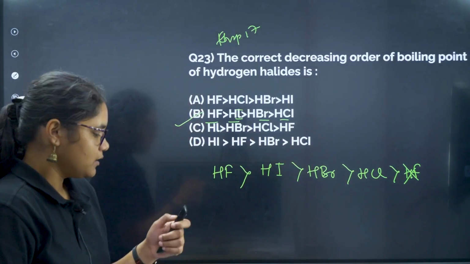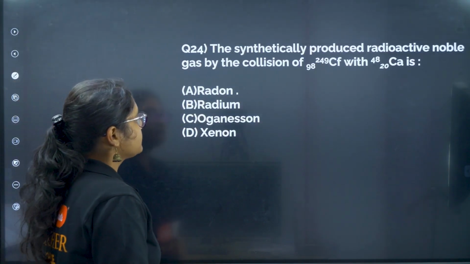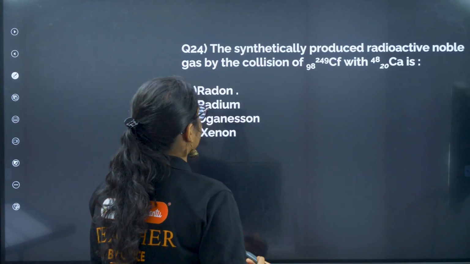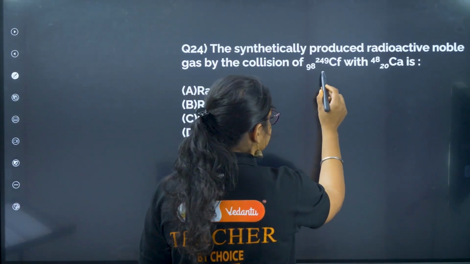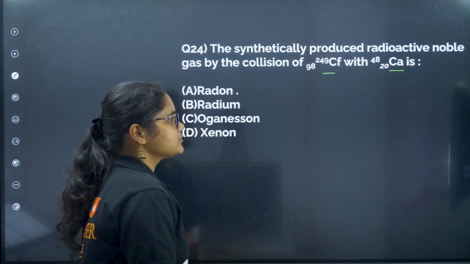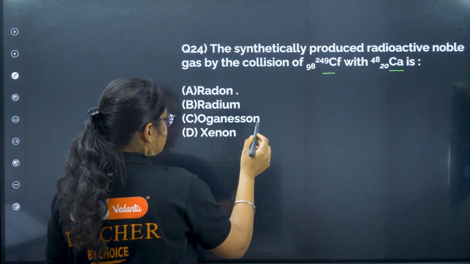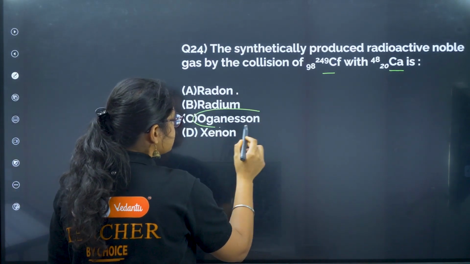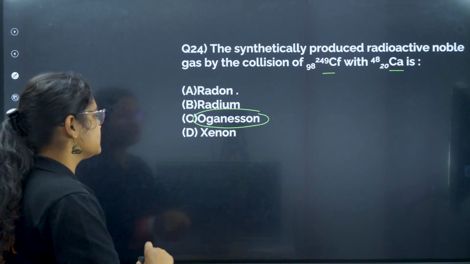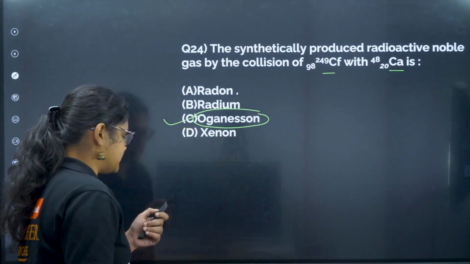HCl. Okay. Next question. The synthetically produced radioactive noble gas by the collision of Cf with Ca. So this was the answer for this question. This leads to the production of the synthetic noble gas, that is oganesson. The correct answer for this question is option C.